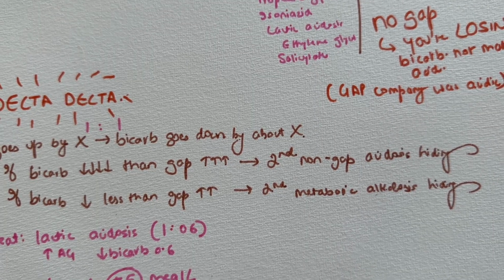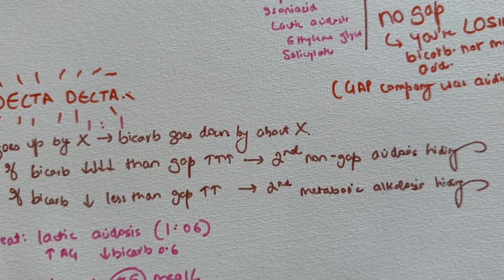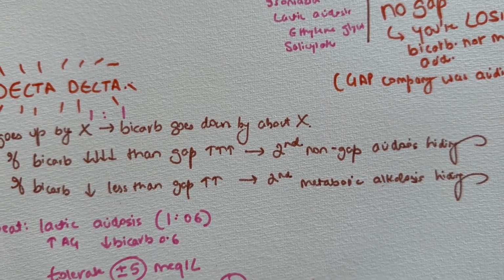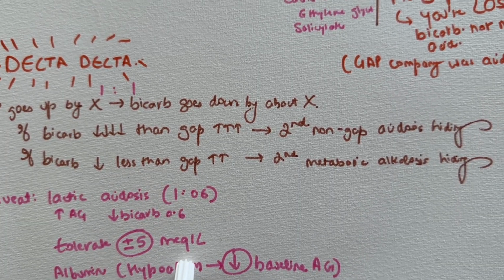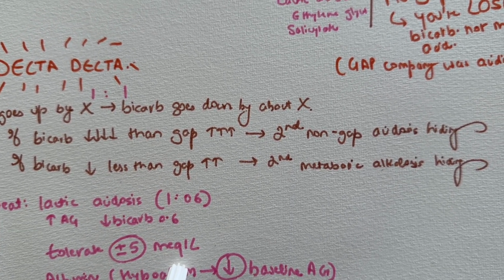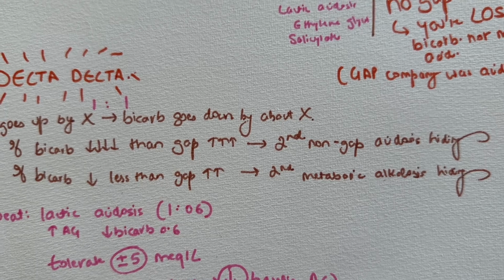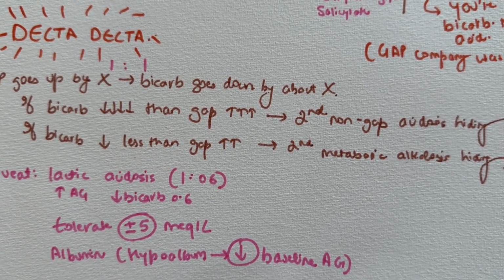And also the delta is an approximation. There was some research suggesting that you can tolerate up to 5 mEq/L around the expected value before diagnosing a mixed disorder. So you can have a difference of 5 and that's okay.